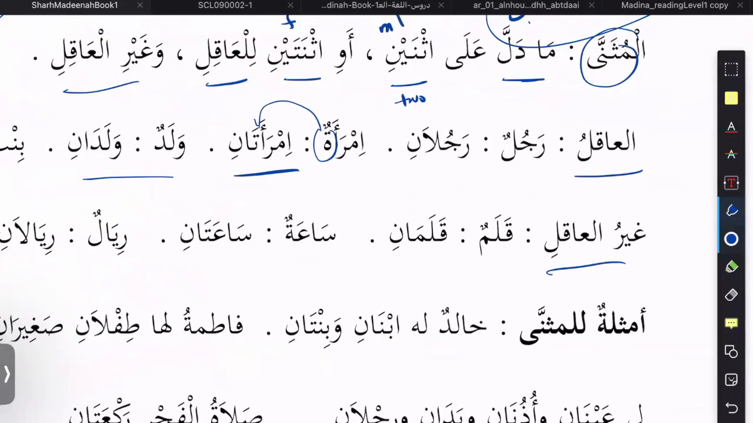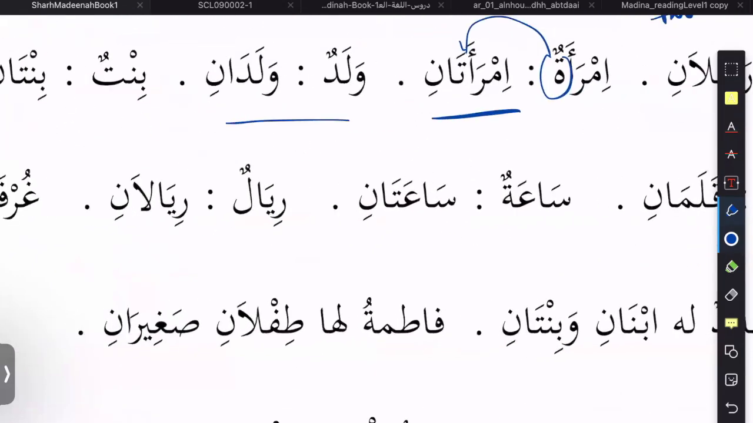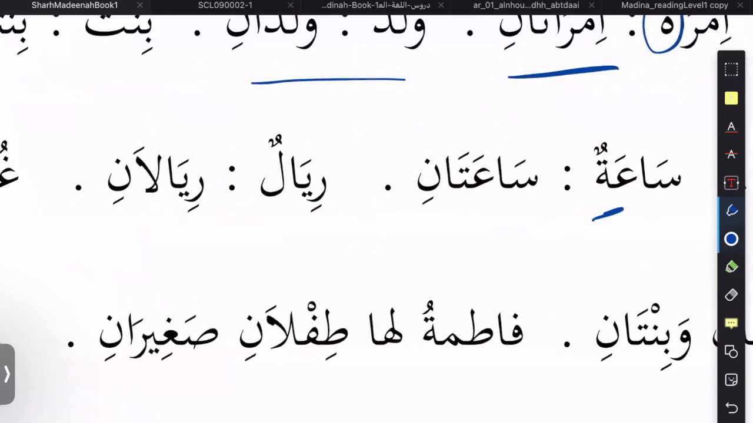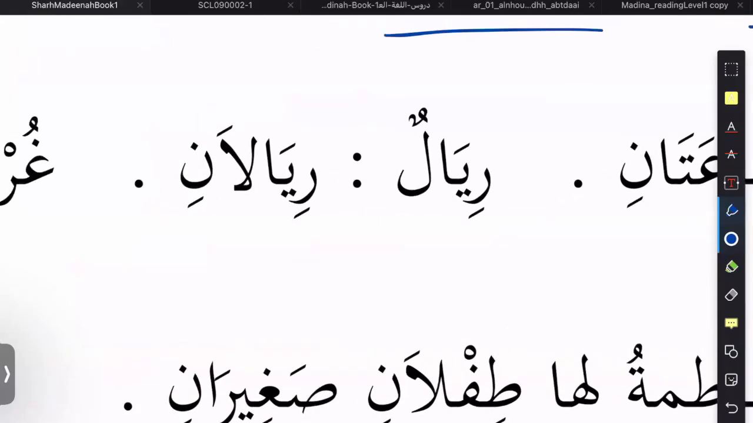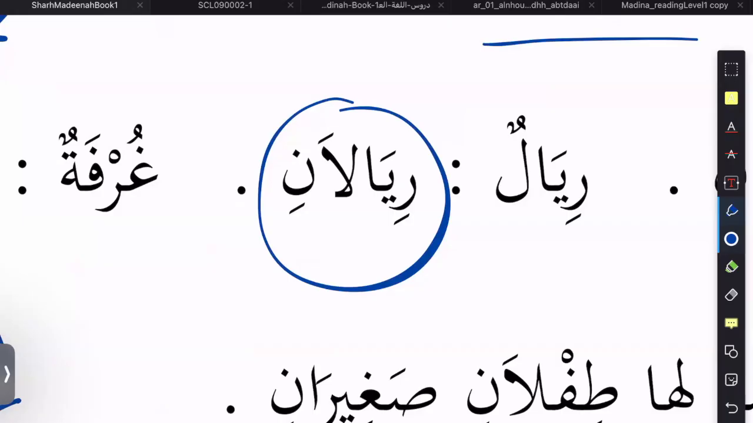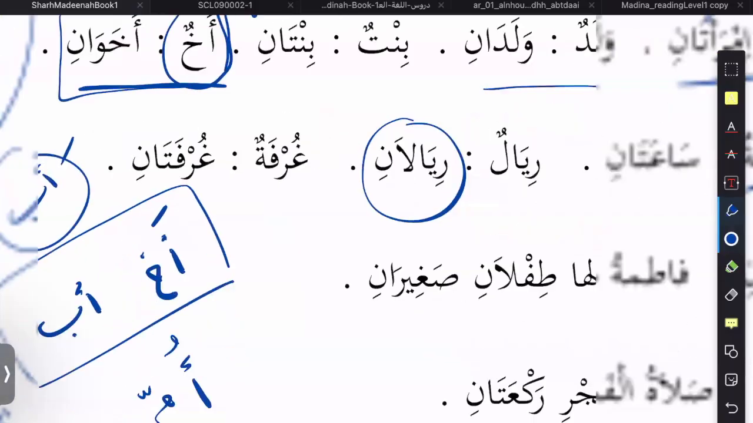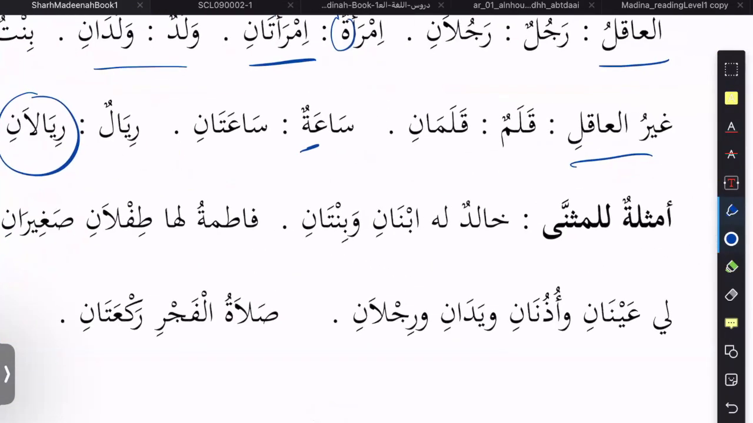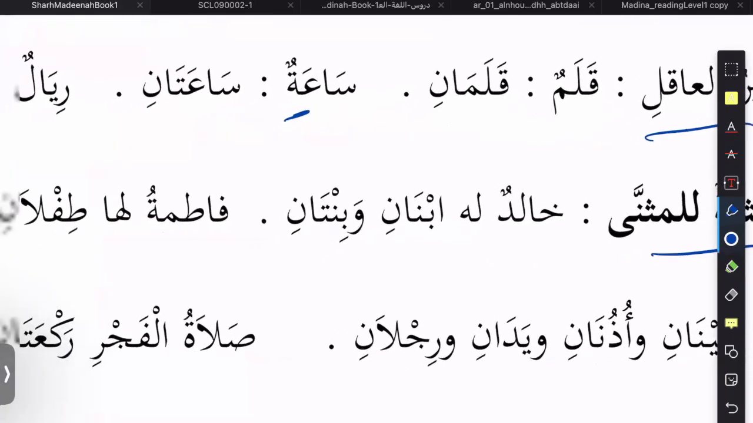Now he gives us examples of ghayrul aqil, without intellect, objects. We say qalamun, qalamani, sa'atun, sa'atani, riyalun. What is riyal? Riyal is a Saudi currency. You say ريالان. عندي ريالان. That means I have 2 riyals. Now, غرفة غرفتان. هكذا. So he's giving us more examples. أمثلة للمثنى. So examples for the مثنى.